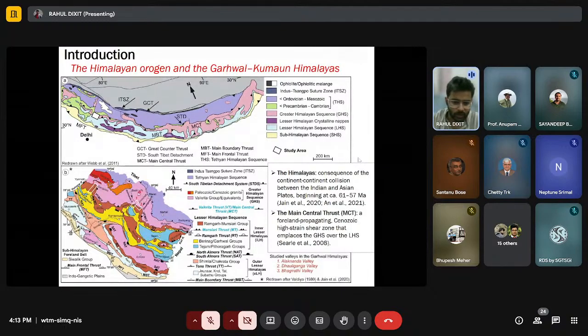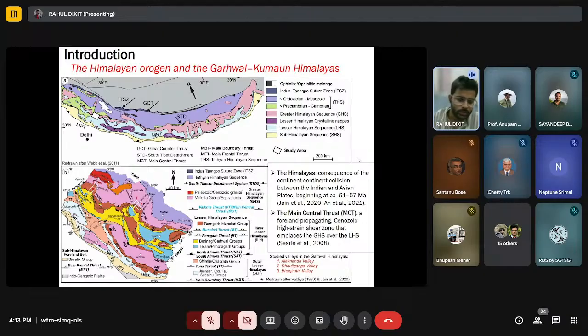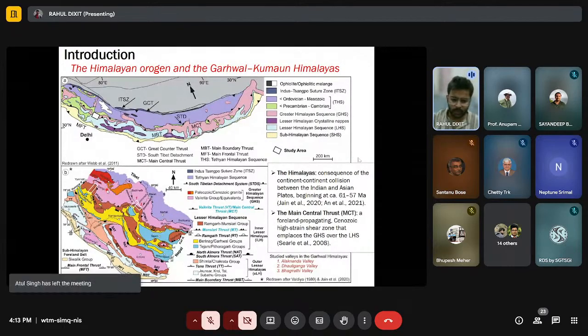That is, one here is the Alaknanda Valley. Then we focused on the Dhauliganga Valley, and the third one that we focused on was the Bhagirathi Valley. In all these three valleys, the main central thrust, its immediate hanging wall and footwall are excellently exposed, and there is an accessible approach in all these three valleys.